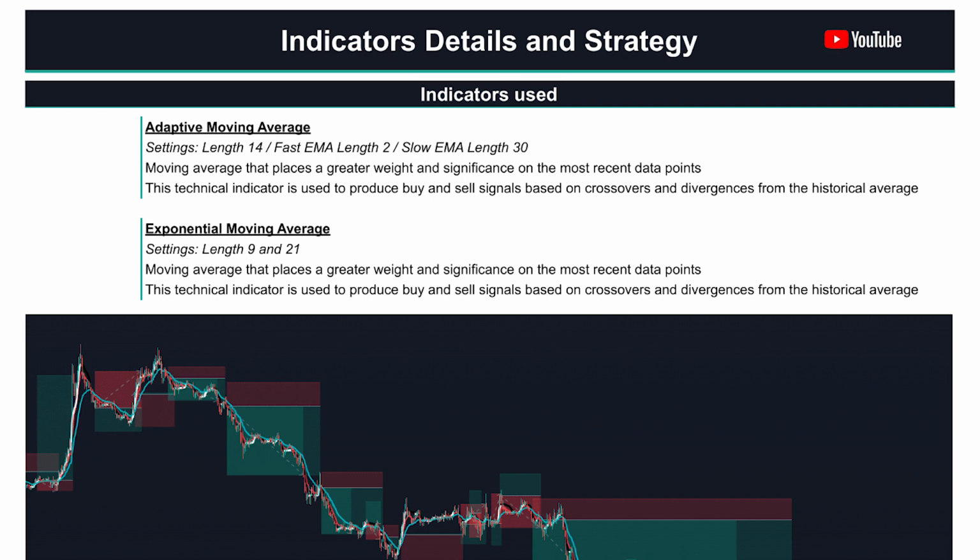And the second indicator that we're going to be using is the exponential moving average, also known as an EMA, which is a type of moving average that places a greater weight and significance on the most recent data points. The EMA is also known as the exponentially weighted moving average, which reacts more significantly to recent price changes than a simple moving average, which applies an equal weight to all observations in the period.